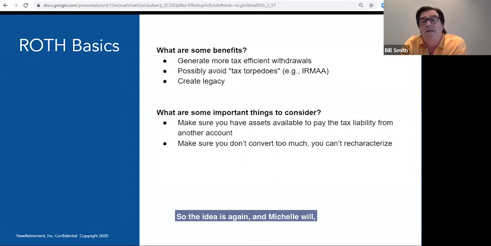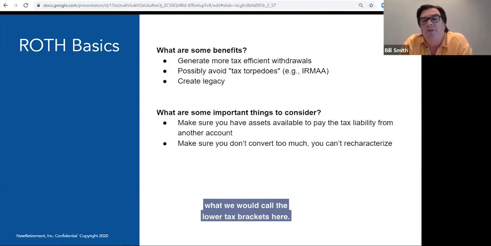So the idea is, and Michelle, you'll see this during the demonstration, you're trying to fill up what we would call the lower tax brackets here. So if you convert too much, you might put yourself up into a higher income bracket. So more than ever, you want to do this at the end of the year. You're going to want to start looking at this in November, and you're going to want to execute this in December so that you have your taxes in order.